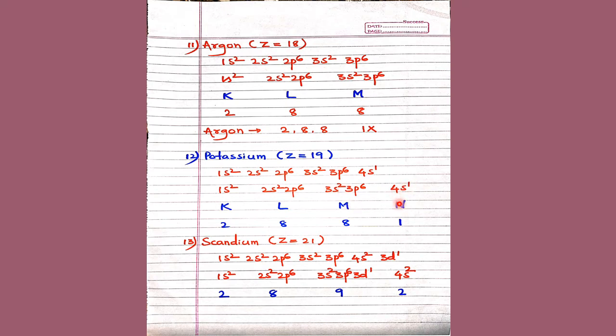Okay, so in the K shell how many? 2 electrons. In the L shell, 2 plus 6, 8 electrons. In the M shell again 2 plus 6, 8 electrons. But in the N shell, 1 electron. Now you compare ninth class with 11th class. In the ninth class, for potassium, what did we write? We wrote 2, 8, 9. Okay, why? Because at that time we were not doing the orientation. Actually, it is 2, 8, 8, 1.